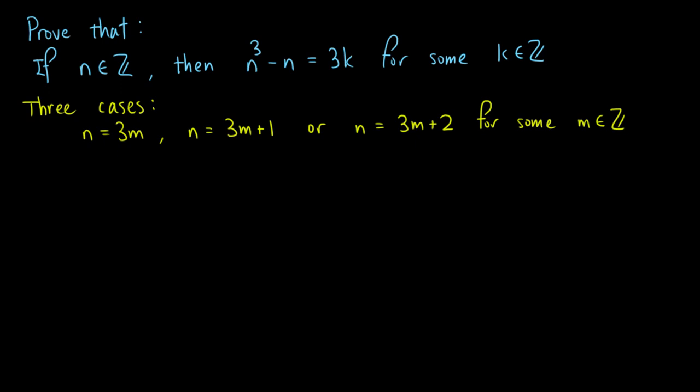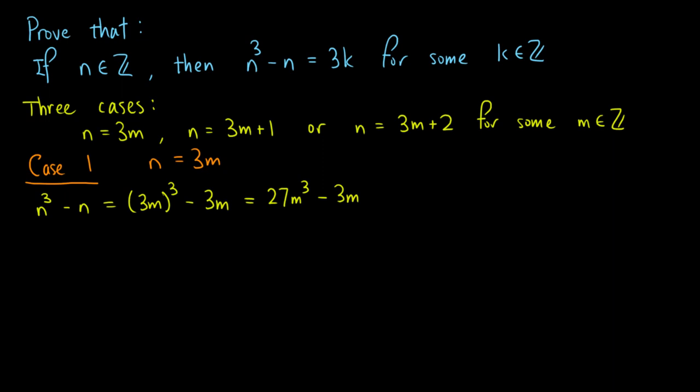If n equals 3m, then we substitute into n cubed minus n, to get 3m cubed minus 3m, which equals 27m cubed minus 3m. We can take out a common factor of 3 to get 3 times 9m cubed minus m. So one case is done.